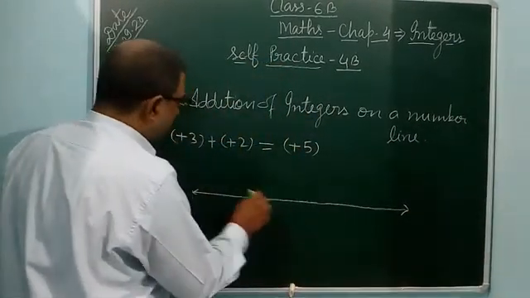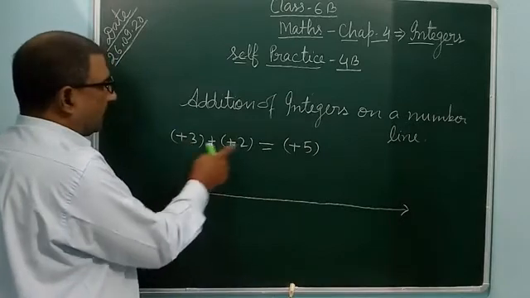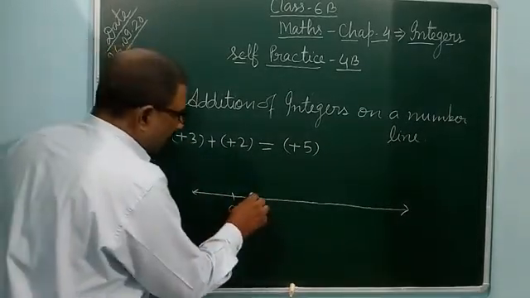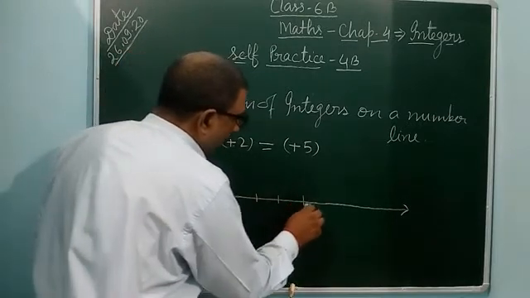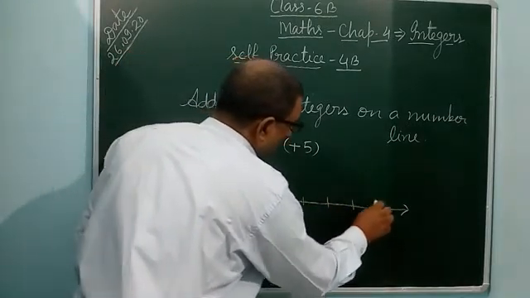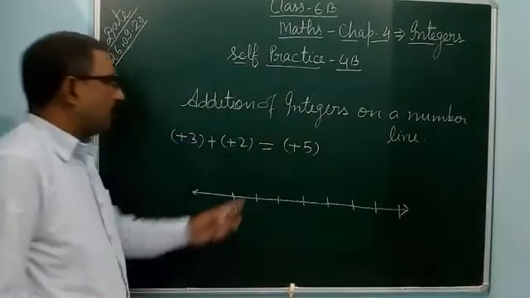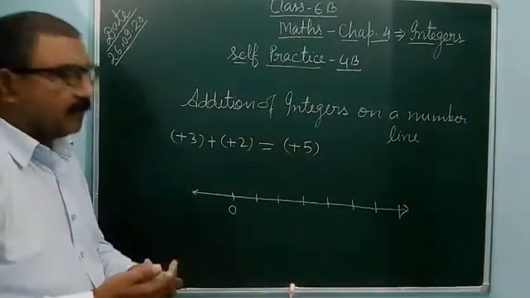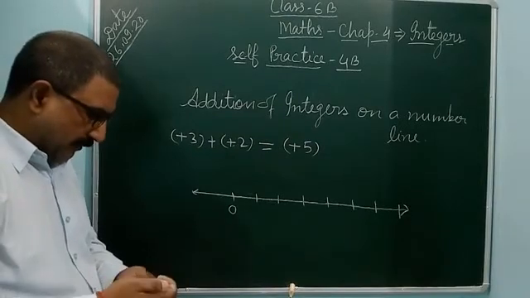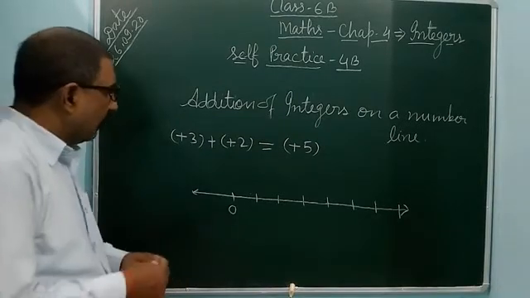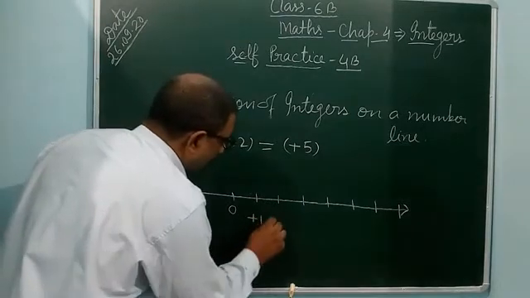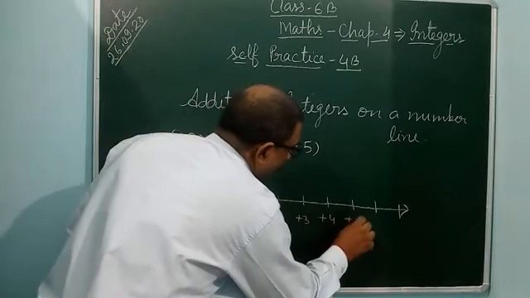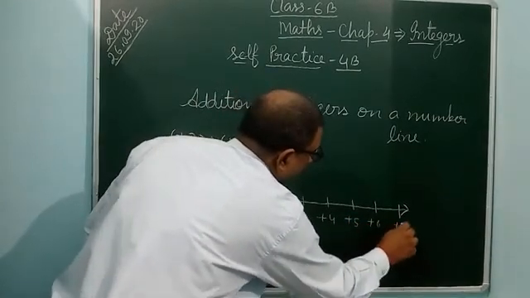Because both plus 3 and plus 2 are positive, here you can consider 0. After that 1, 2, 3, 4, 5, 6, 7. Because the result is plus 5, you can represent up to plus 5 and beyond on the number line in the positive way. As you can see, this is plus 1, plus 2, plus 3, plus 4, plus 5, plus 6, plus 7.